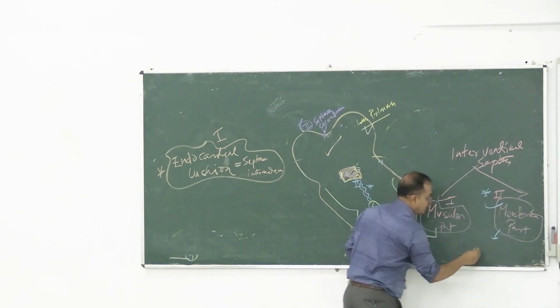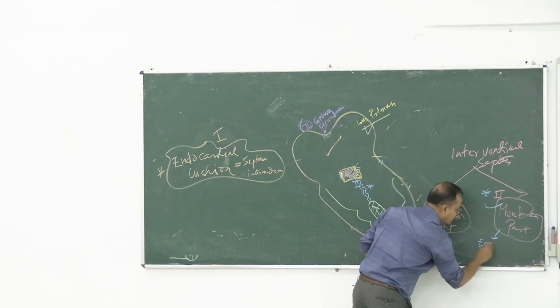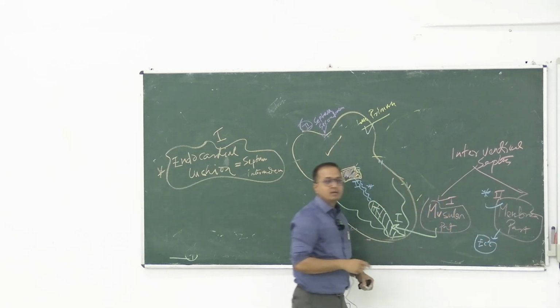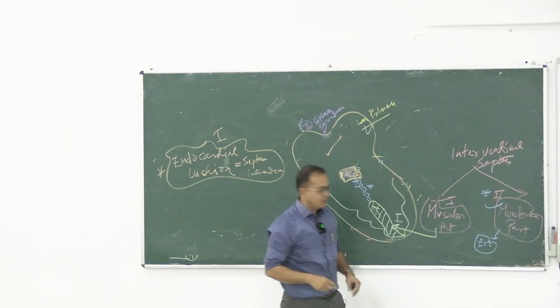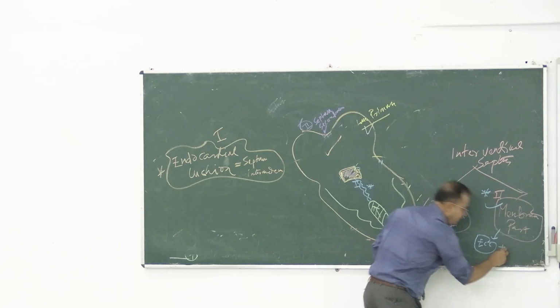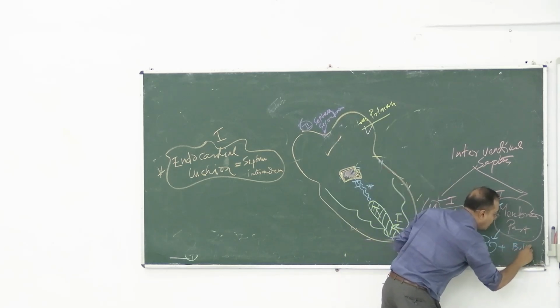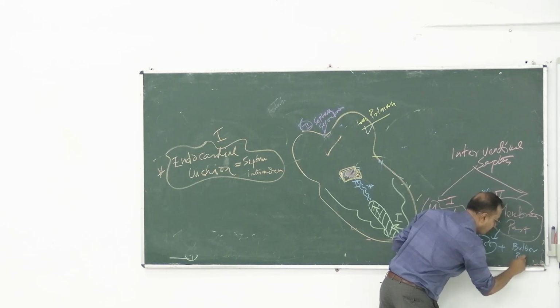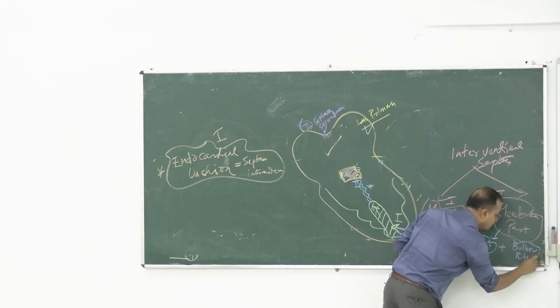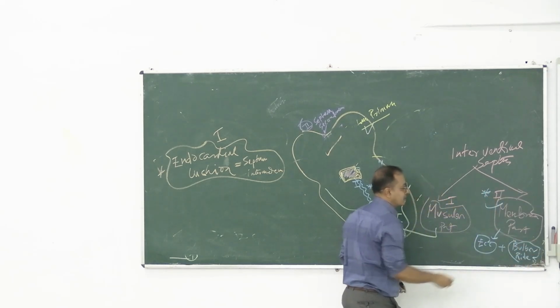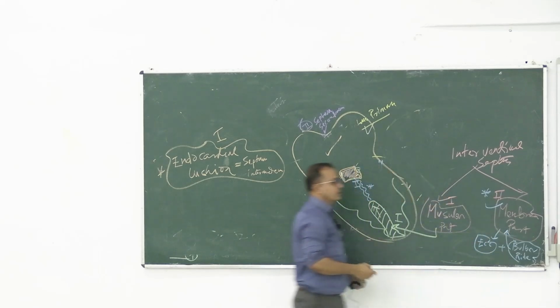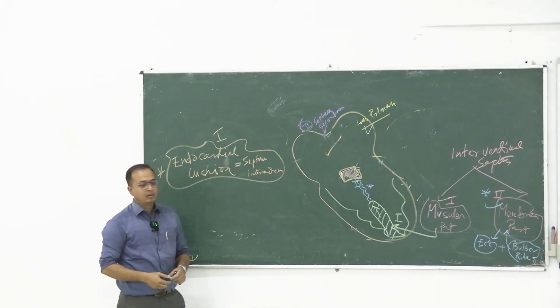One thing is that the endocardial cushion ECC or septum intermedium that contributes to it, and we have another element we call them as bulbar ridge. These are the two things that contribute to the membranous part of the ventricular septum.